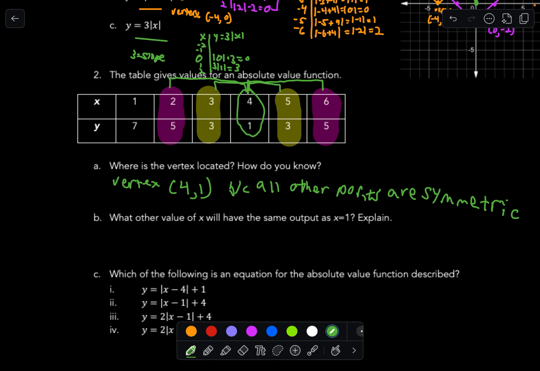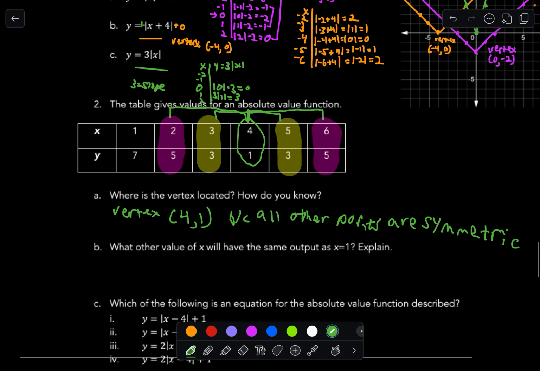What other values of x have the same output as x equals 1? This is a great thinking question. I could easily see this as a test question. Because if you look here, notice 1 is 3 units away from, my bad, I almost said 2 units away from this vertex. That's 3 units to the left of the vertex, so there must be a point that's symmetric. It's going to be 3 units to the right.